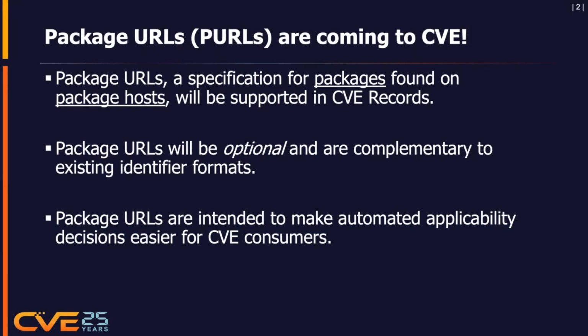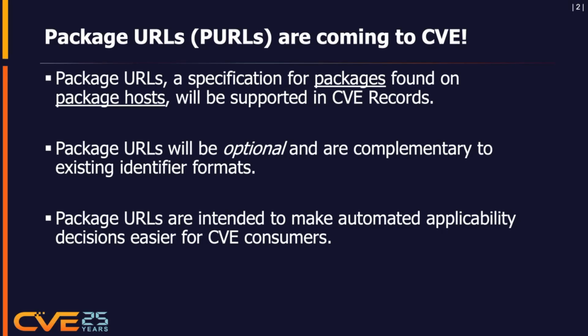For anyone unfamiliar, package URLs are a specification for basically identifying the locations of packages found on package hosts. This is a specification that's been around for a while. I know it's currently going through a standardization process with ECMA, but we've adopted that standard and we'll be introducing it soon within CVE, where you can add package URLs to your CVE records.